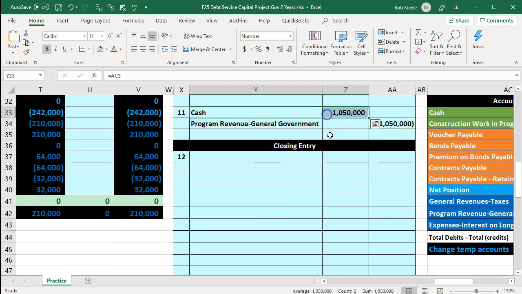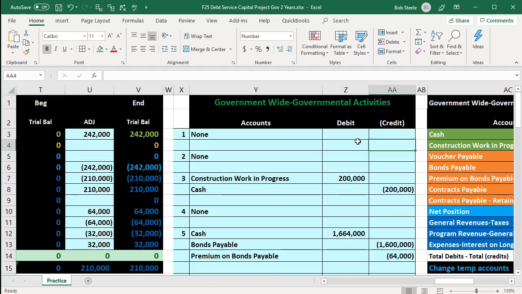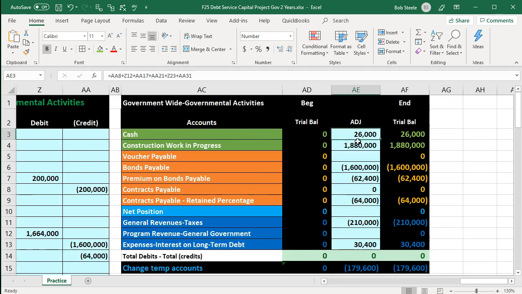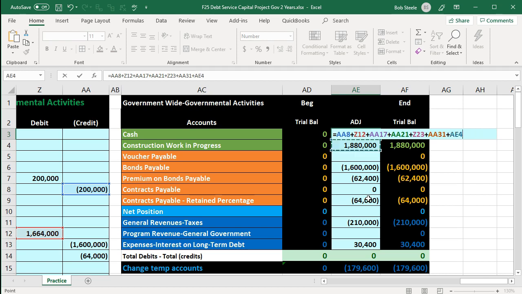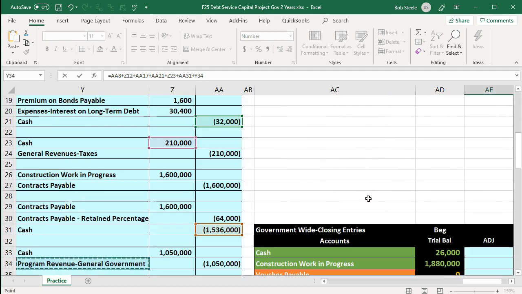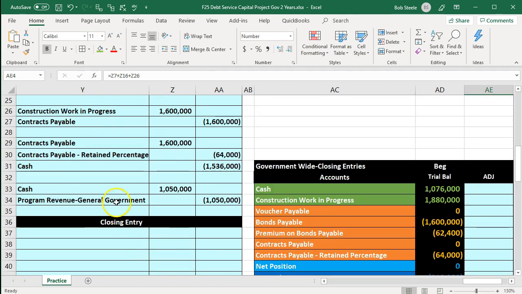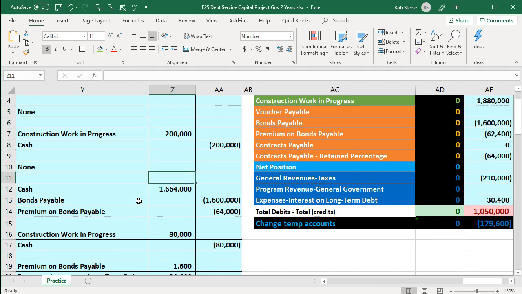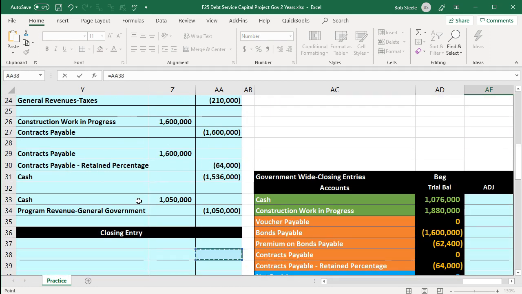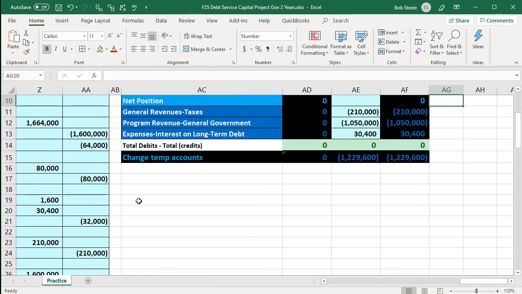We got the cash first, so we'll scroll up to the cash first and post it. That's going to be our first account, and that's in cell AE3. Something's in it. Going to say F2 plus F2. Scroll back down, and we will then pick up the debit in cash and enter. Then the next one, we've got the program revenue for the general government. That's going to be down in AE12 equals. Scrolling back down, we're going to pick up that 1,050,000 and enter. So there we have that item.